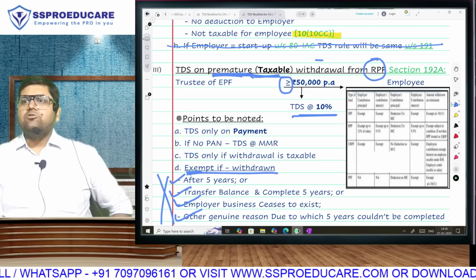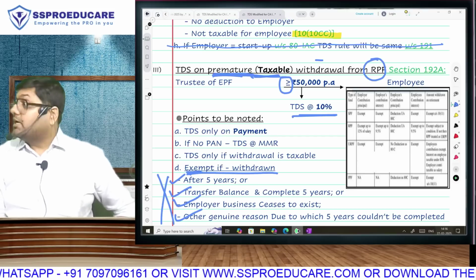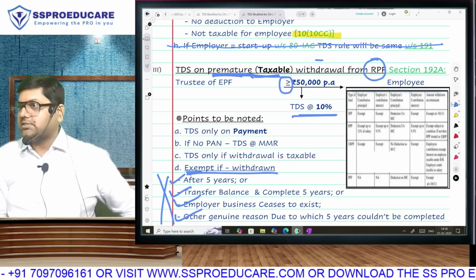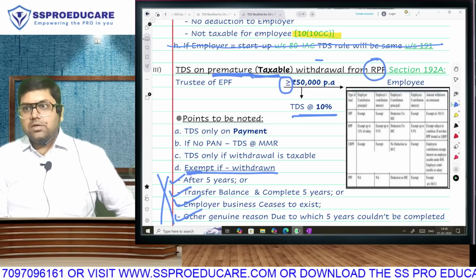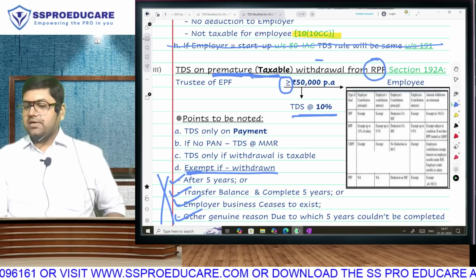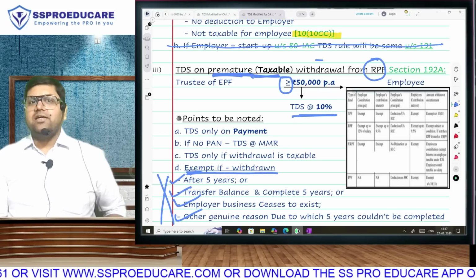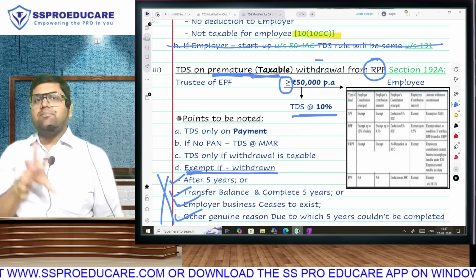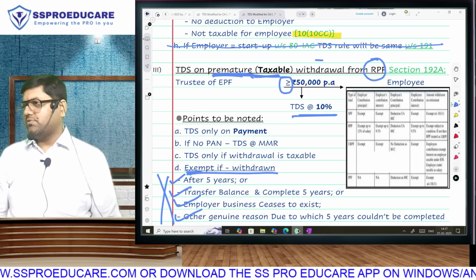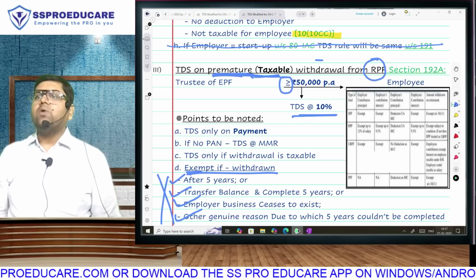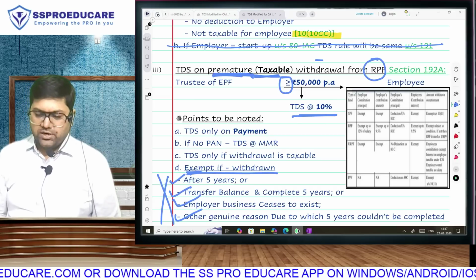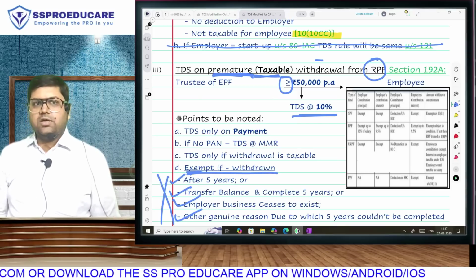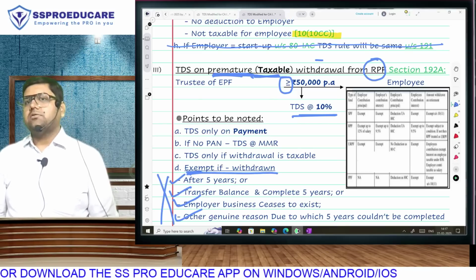So at 40,000, no TDS, but taxable. At 60,000, yes TDS, and of course taxable. At 50,000, taxable and yes TDS. Is that clear? 3 sections will attract TDS. First is RPF. As we move further in the chapter, we will keep on revising this so that by the end of the chapter, this equal to part is clear to you. 192A, exact 50,000 also is going to attract TDS.